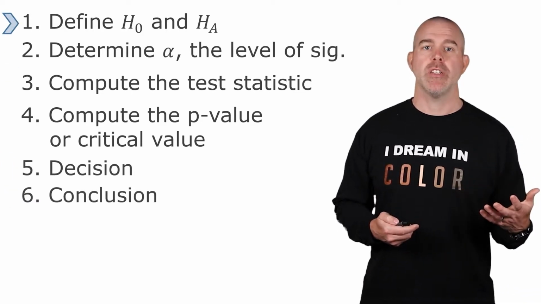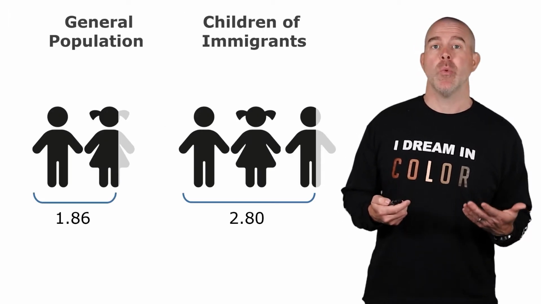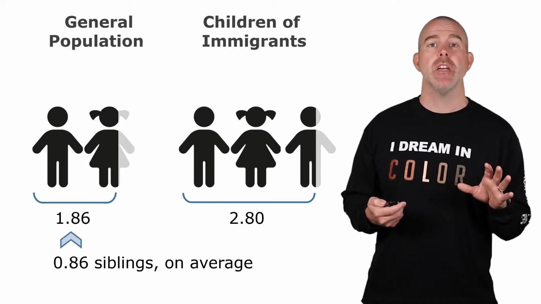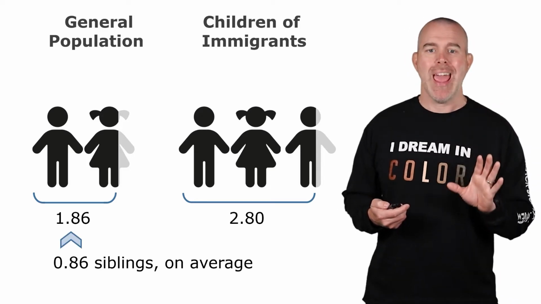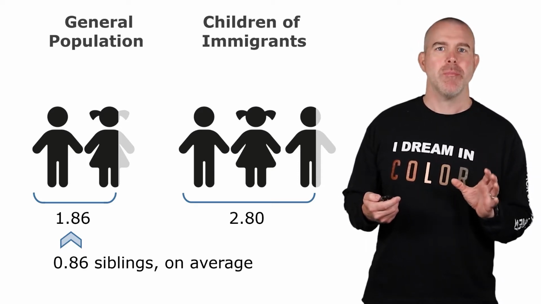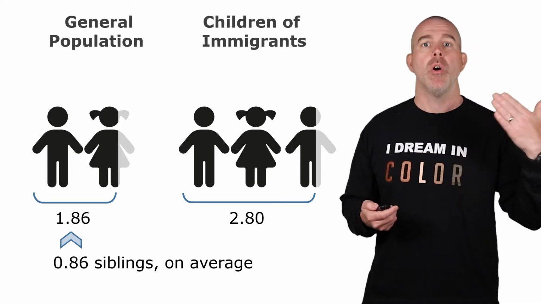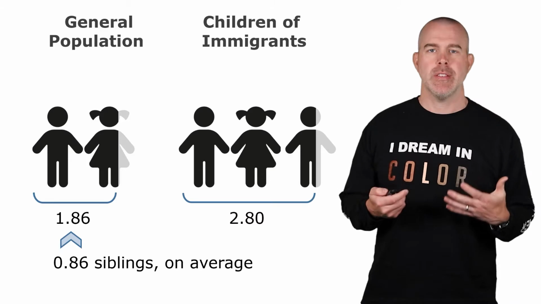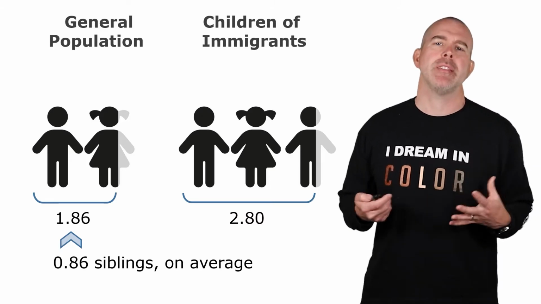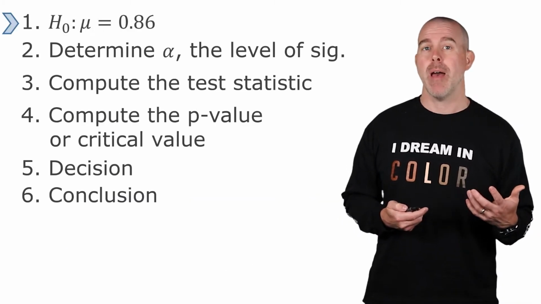So let's look at ours. Define the null and alternative hypotheses. Well, the null hypothesis, we're going to look at number of siblings. So the null hypothesis will be that on average, there are 0.86 siblings. Seems kind of weird to have 0.86 of a sibling, but you know what I mean. This is an average. Some will be only children. Some will have 2 or 3 or only 1. So this is on average. You'll have 0.86 siblings. And we're doing siblings again because that's what we have in our Children of Immigrants database. So that is going to be our null hypothesis.